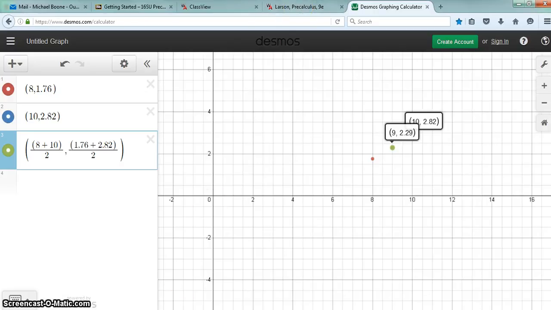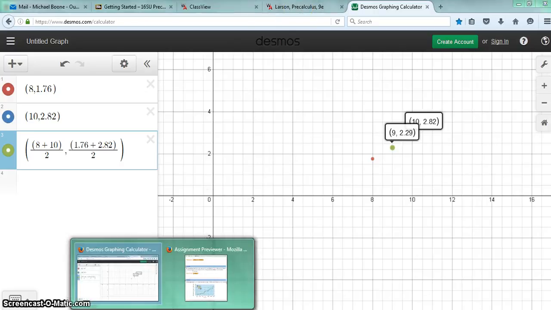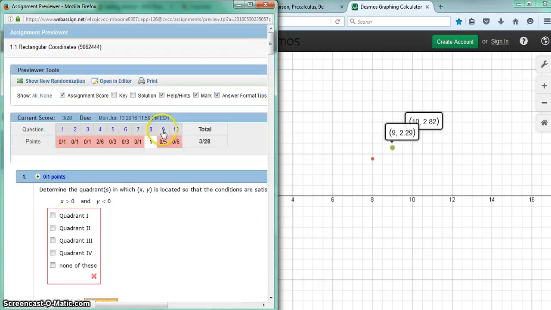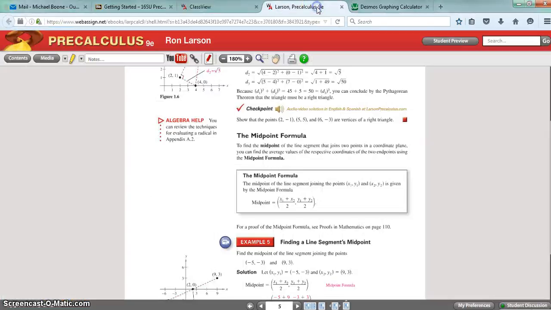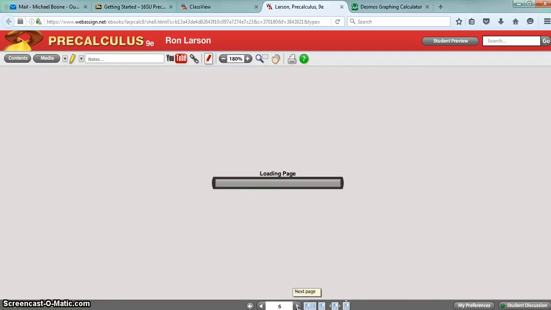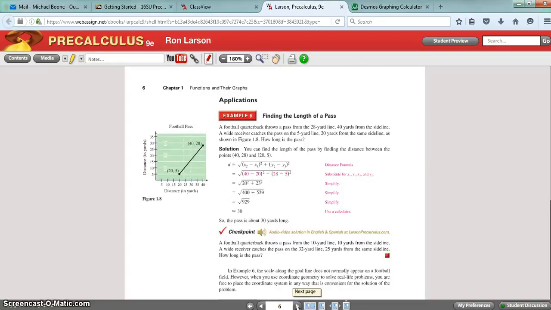So if we were back on our homework, we could say that in 2009 it would have been $2.29 per share. And it shows that we got that one correct. So those are some of the ideas that are in section 1: the distance formula, the midpoint formula, some applications of them, and using that Pythagorean theorem.